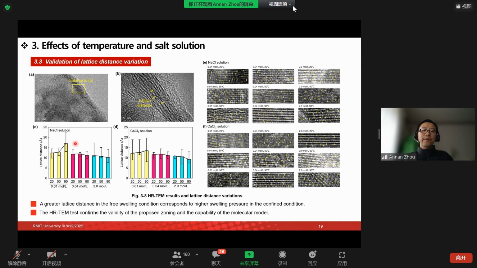As shown in these 2 figures, figure C and figure D, we do observe 3 different zones from the experiment. In zone 1, rising temperature enhances the swelling of the montmorillonite layers. In zone 2, the correlation between lattice distance and temperature changes from positive to negative. In zone 3, the increase of temperature weakens the swelling of the montmorillonite layers. This microscopic observation shows good agreement with molecular simulation results.